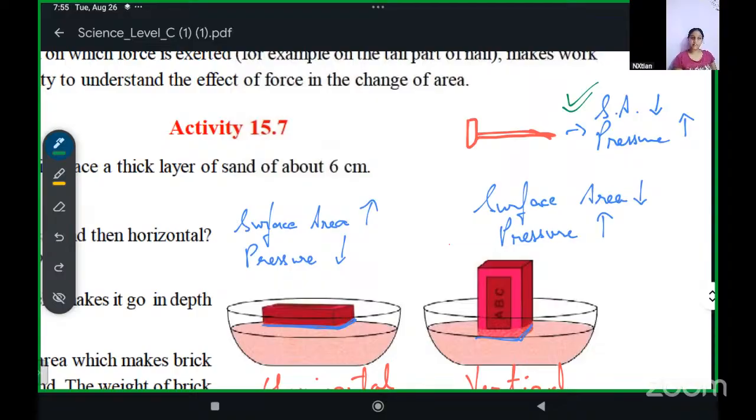Compared to this head area, because here the surface area is more, pressure will be less, due to which it will be hard for us to hammer the head in the wall. Okay, understood this effect?